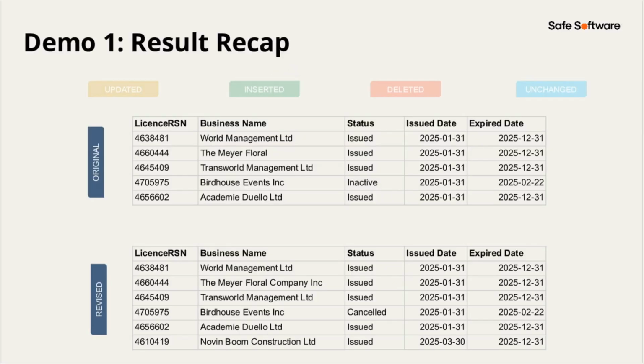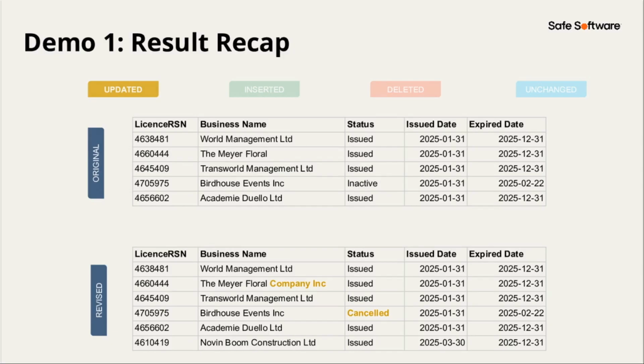Let's quickly recap what we just saw. We have our original and revised data sets, and we use the change detector to identify the differences. The change detector then categorizes these differences as updated, inserted, deleted, and unchanged features, and spits them out to separate output ports. Now let's just quickly go over them.